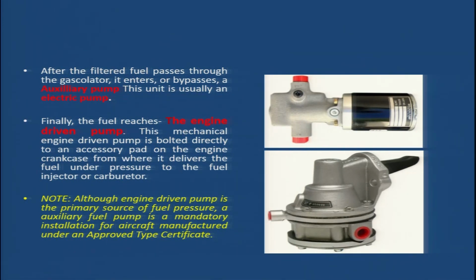We need to note that the engine driven pump is the primary source of fuel pressure, but an auxiliary fuel pump is also mandatory for aircraft manufactured under an approved type certificate. As part of the approval, as part of the regulatory requirement, the auxiliary fuel pump is also an essential feature. Although the engine driven pump is the primary source of fuel pressure, the auxiliary fuel pump is still mandatory.